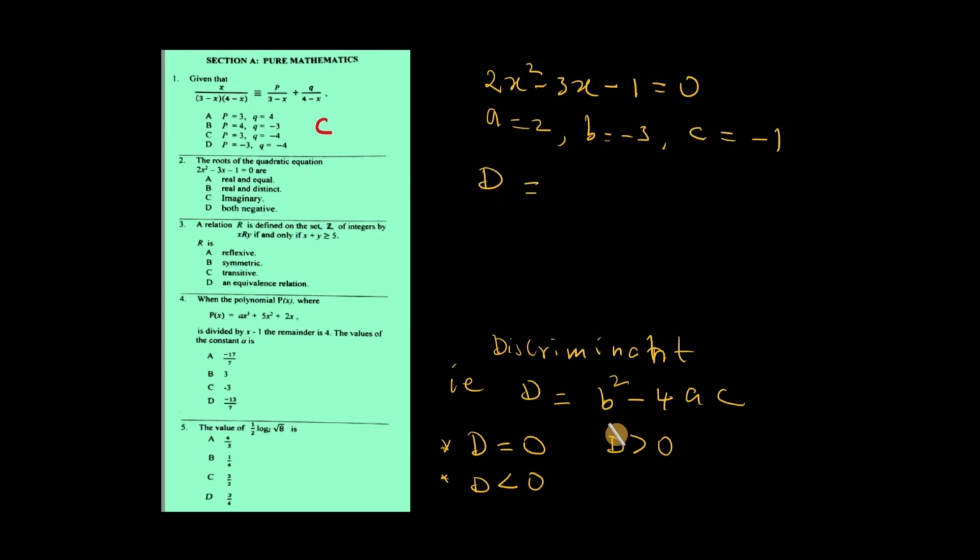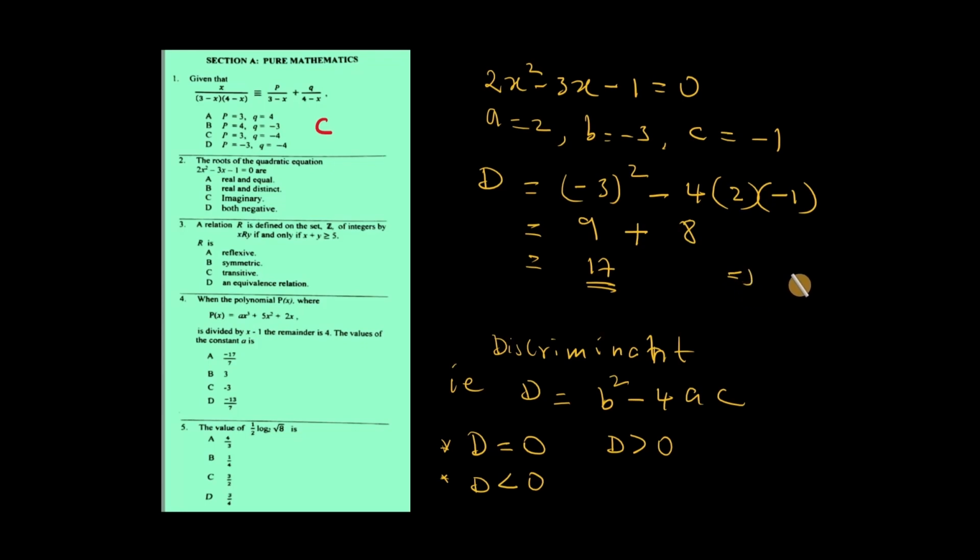Discriminant is equal to b squared, which is minus 3 all squared, minus 4ac. A is 2, c is minus 1, which equals 9 minus 4 times 2 is 8, 8 times minus 1 is minus 8. Minus times minus is plus, so it will be 9 plus 8, which equals 17.